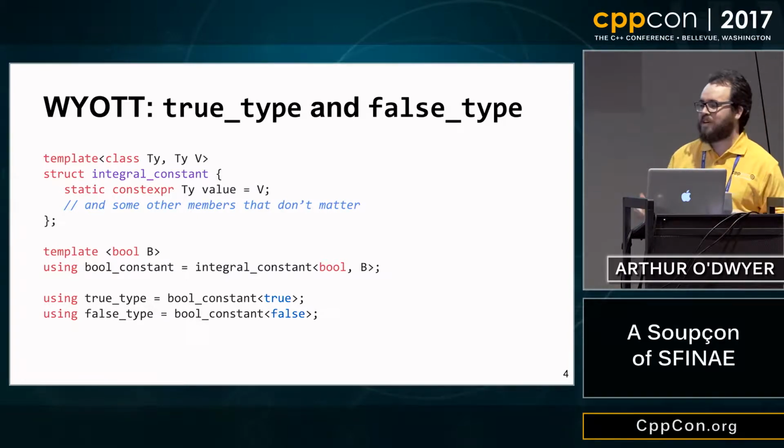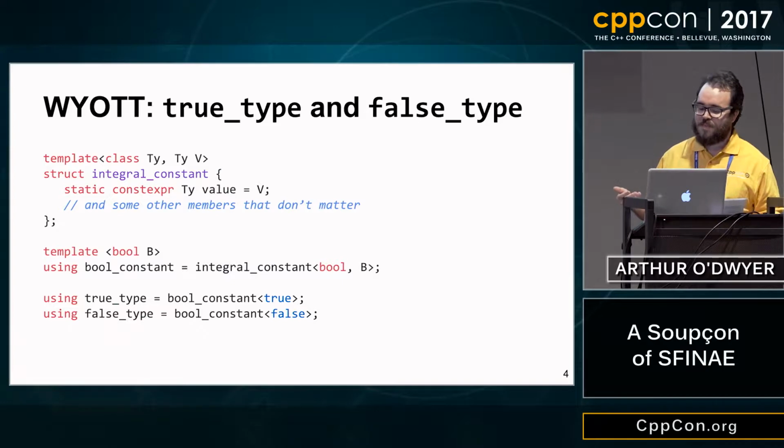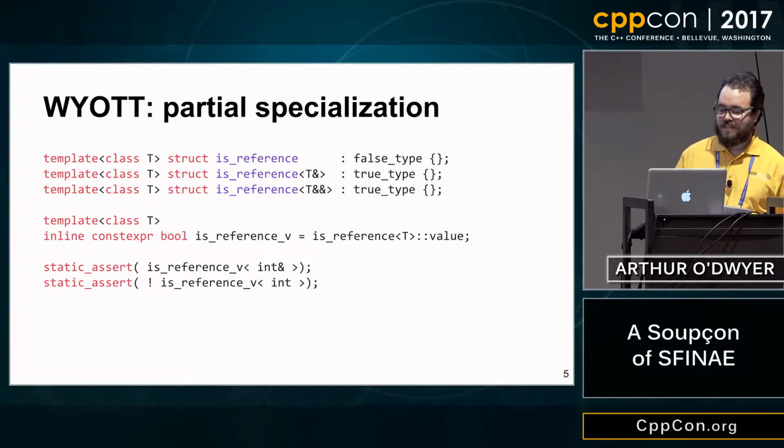So there's nothing magic about true_type and false_type, other than that we have by convention decided that std::true_type and std::false_type are the things we're going to use when we want to take the values true and false and raise them from Boolean values into types. And so I'm going to use a lot of these when I define type traits like this.